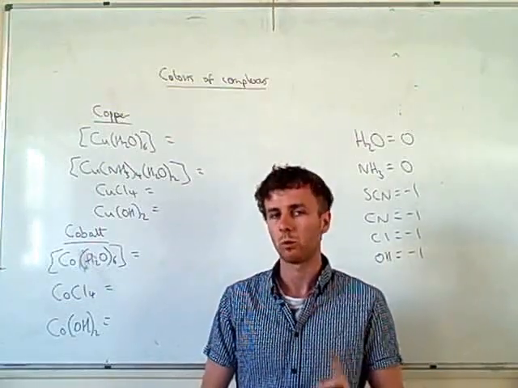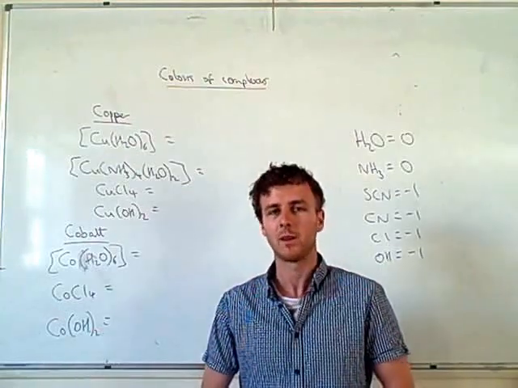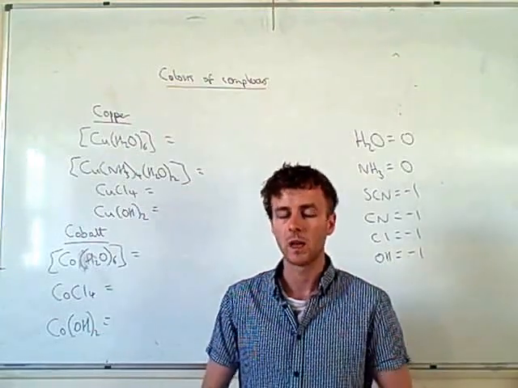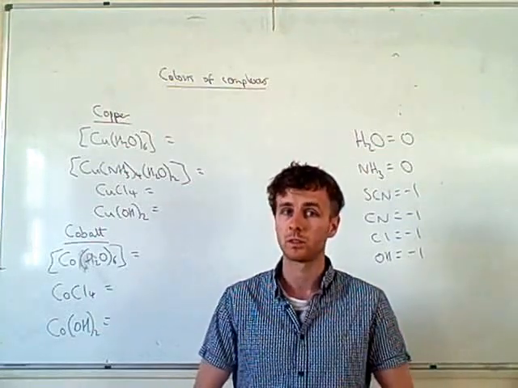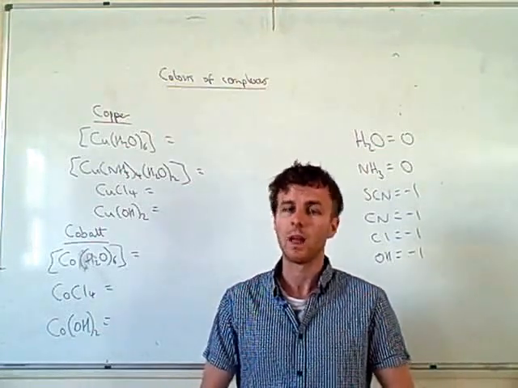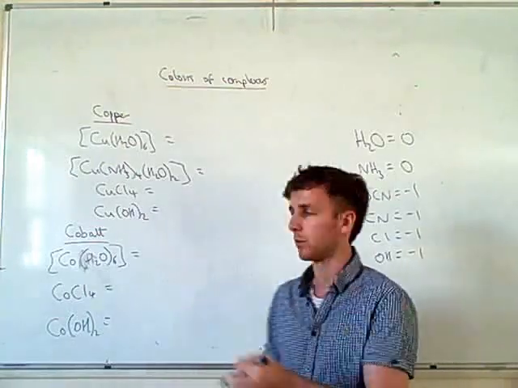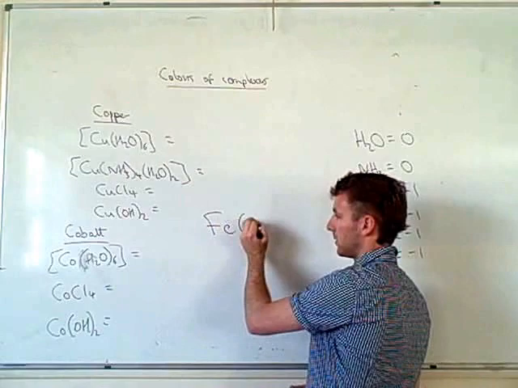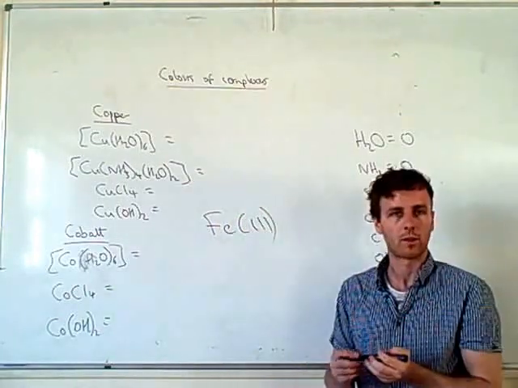Now, you won't be told the charges of your metal ions or your ligands. If it's iron, they'll probably tell you whether it's iron 2 or iron 3, but they won't tell you about any others. So just remember, copper is 2+, and cobalt is 2+. Iron can be 2+ or 3+. Look for the Roman numerals after it. So if they had that, that would be iron 2+. This would be iron 3+, okay?